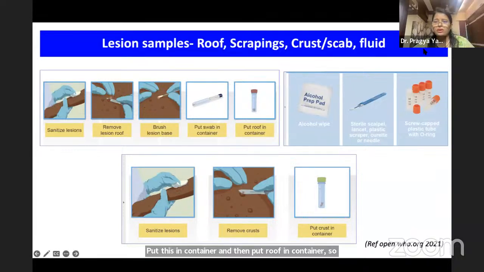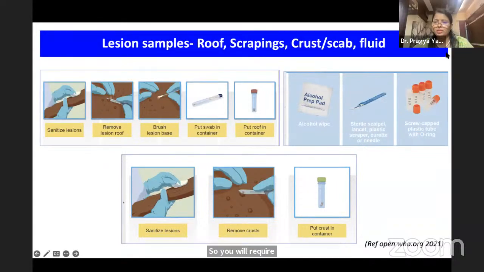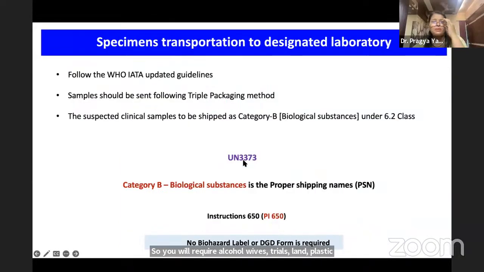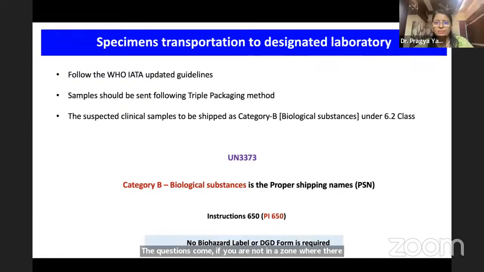So you will require alcohol wipes, a sterile scalpel blade, lancet, plastic scraper, and needle to do this process while collecting the samples. The question comes if you are not in a zone where there is a laboratory nearby, so you need to ship the samples to the closest laboratory. You can use the WHO updated guideline. In the ministry guideline also, it is very clearly written how to do the sample packaging, collection, and the shipment.